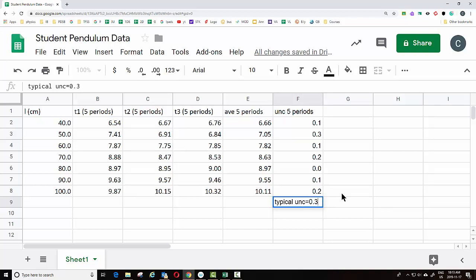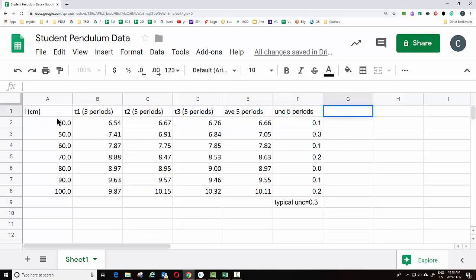I use a bit of gumption here. I don't always just go with the largest value. Sometimes I think the largest value is a bit of an outlier and doesn't represent the typical uncertainty. But in most cases, I'll simply go with the largest value.